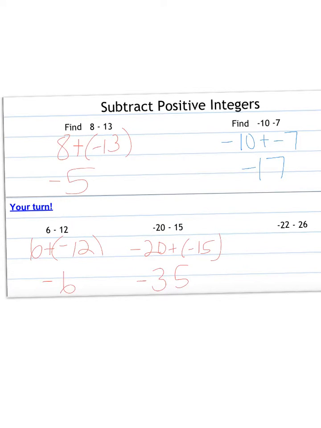Negative 22 minus 26. Again, turn it into addition and change the sign. Okay. Negative 22 plus negative 26. The signs are the same now, so we can add them together. 22 plus 26 is 48, and they are negative.